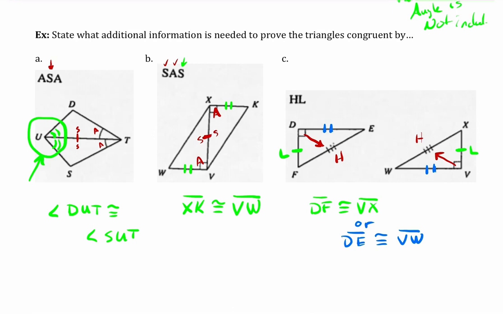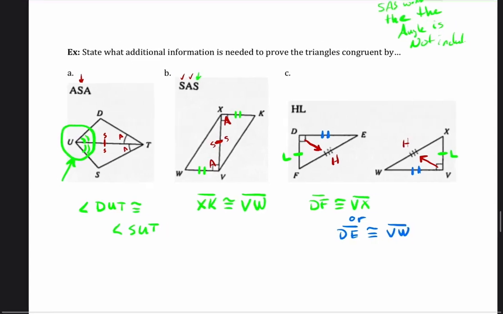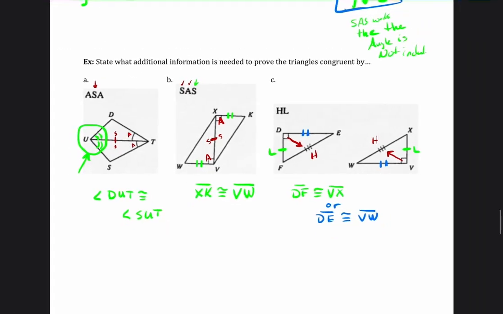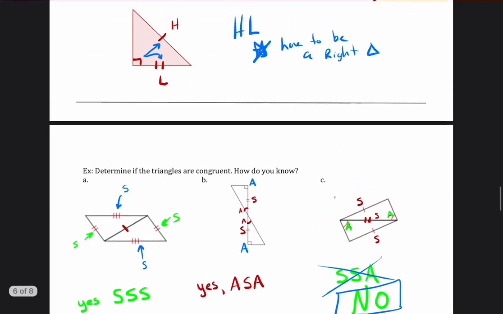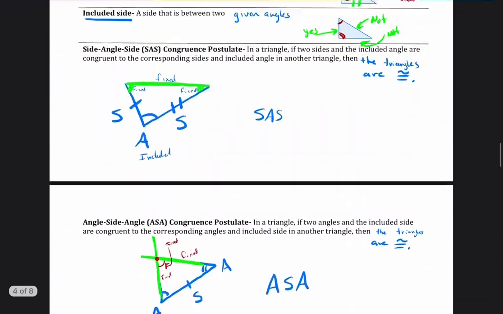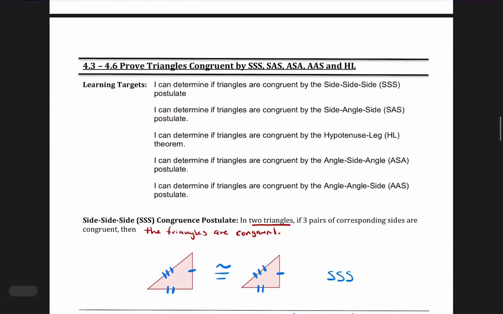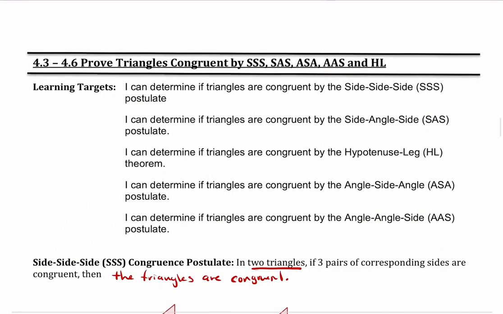To be able to show it as HL. So as you can see, there are a lot of shortcuts. They are all very similar. So the hardest part is just keeping them straight and remembering which ones are included and which ones are not included. So again, listing them all together, we had side, side, side, side, angle, side, HL, angle, side, angle, and angle, angle, side. Those are our shortcuts, and those will be what we use to show that two triangles are congruent.